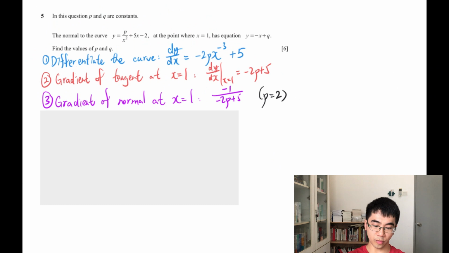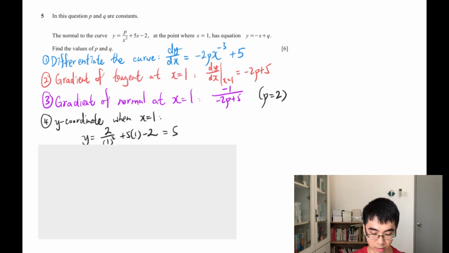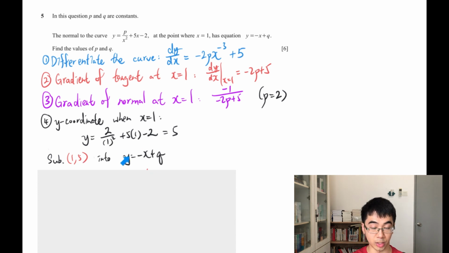Good. We have already got the value of p, but how about the q? We can substitute the value of x to find the value of y, where these two equations match together. So we just substitute x is equal to 1 into the original function, and y should be 5. So it means that when x is 1, y is 5, this point also lies on this equation. So we just substitute x is equal to 1 and y is equal to 5 into this normal equation. Then we can find the value of q, where q should be 6.